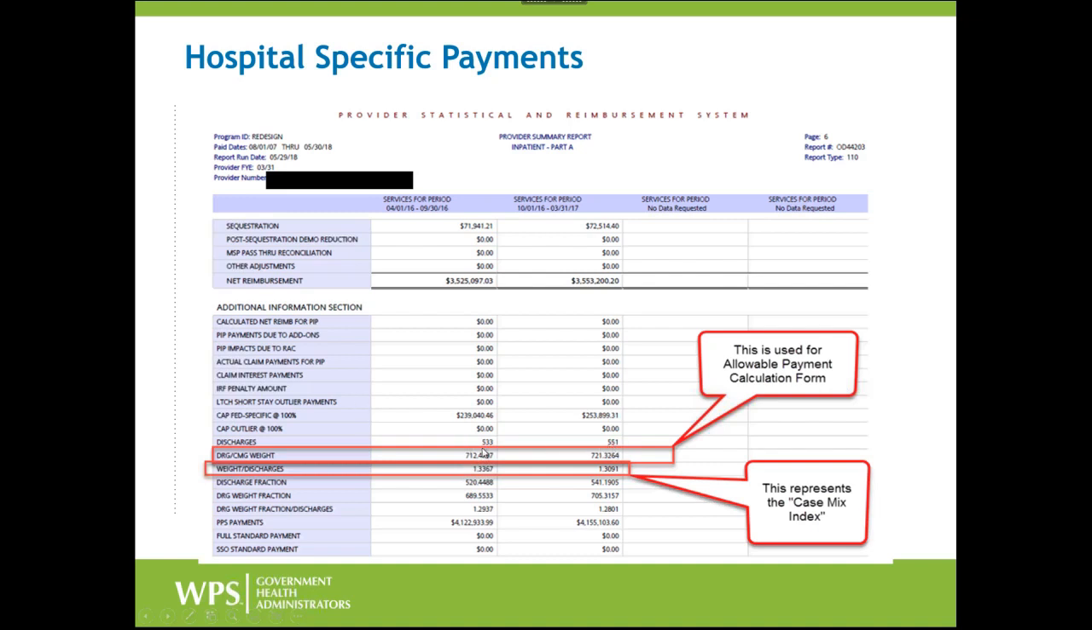But the point here is that if you take a look at that DRG weight, which we're going to use for our calculation, but if you take that weight divided by the discharges, that gives you a case mix index of a little over 1.0, so it's 1.3. And again, from the last video, the case mix index is just a representation of how complex the average case for this provider was, the average service, if you will.